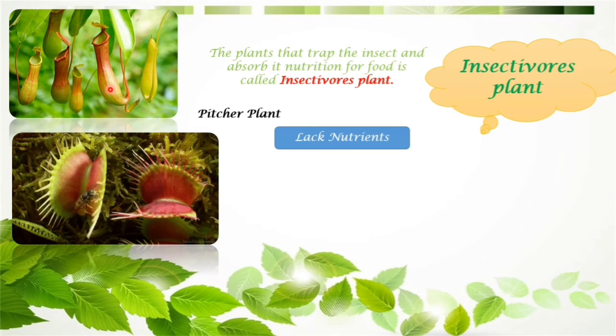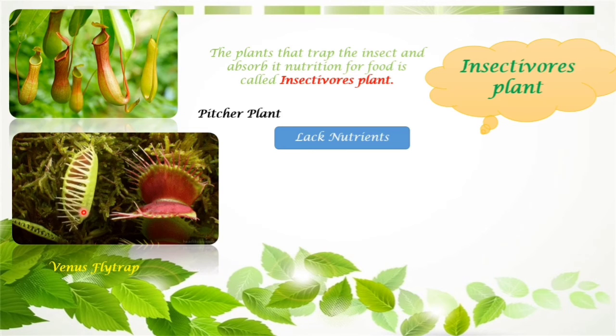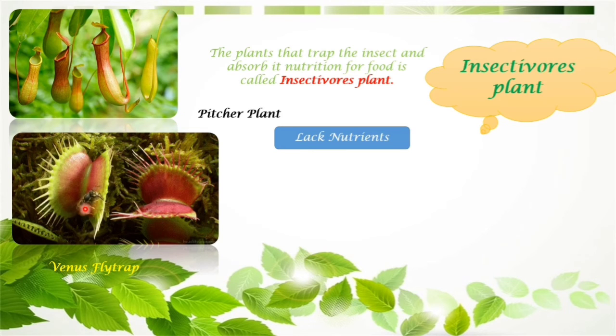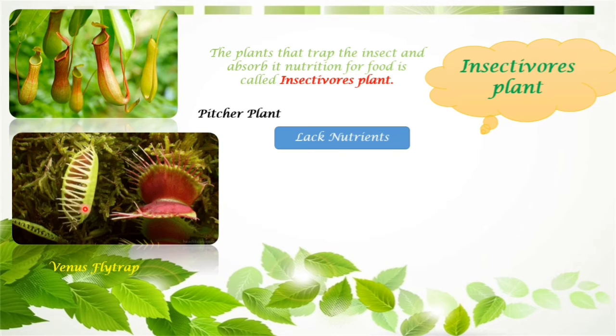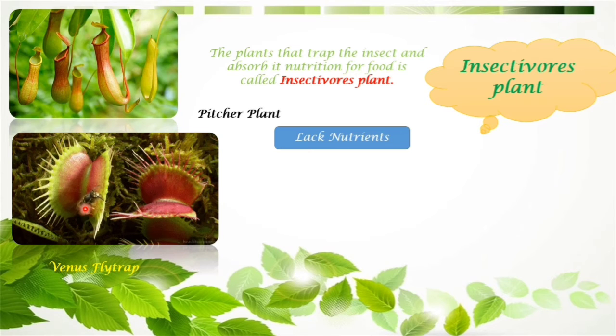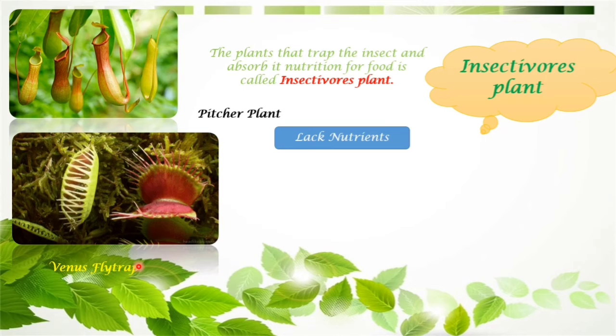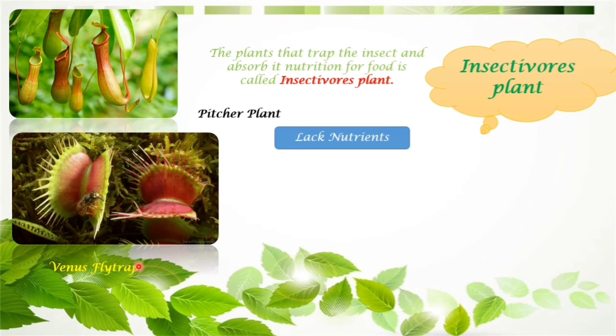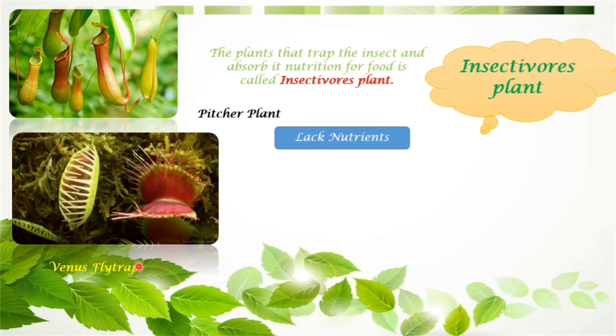The next example here is the Venus flytrap. See how it is trapping the insect because of its beautiful color. It just comes and sits over here. Okay, it gets attracted by this red or pink shaded structure, and immediately this plant traps the insect inside, and then the nutritive part will be consumed by the plant.